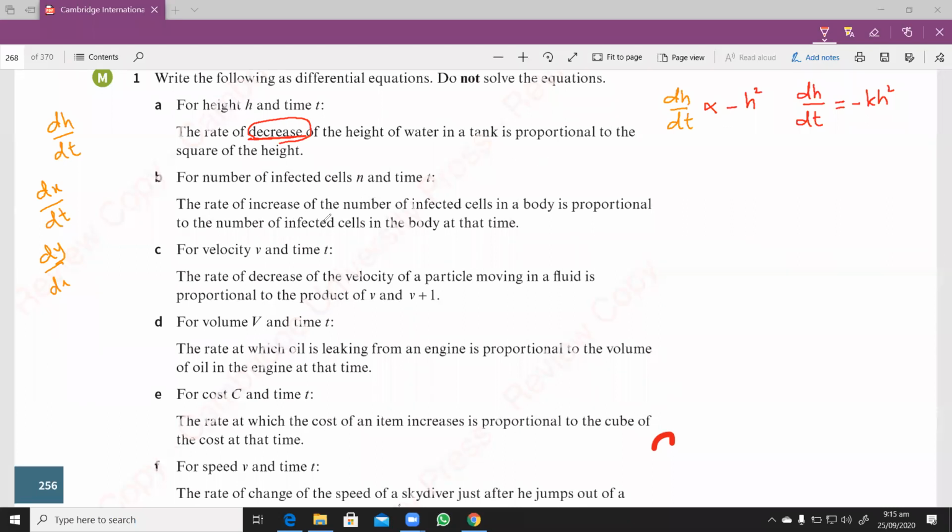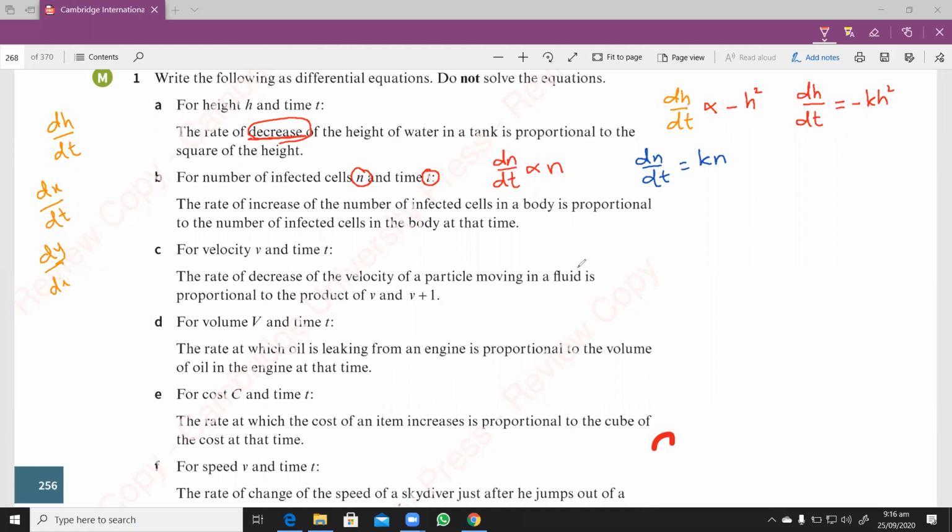Now for the second question, the rate of increase of the number of infected cells. Here n is the number of infected cells, t is the time. So the rate of increase of these cells will be dn by dt, and that is proportional to the number of infected cells, so proportional to n. Then you change this into an equation, so this is going to be dn by dt equal to kn. So this is the differential equation obtained from the given statement of part B. Okay?